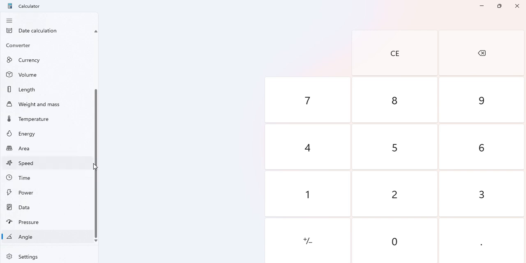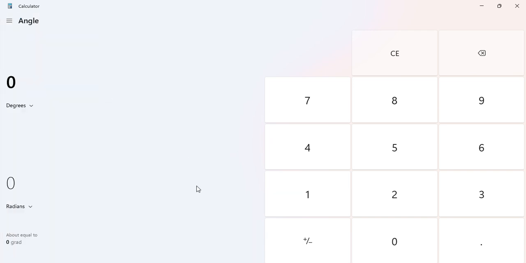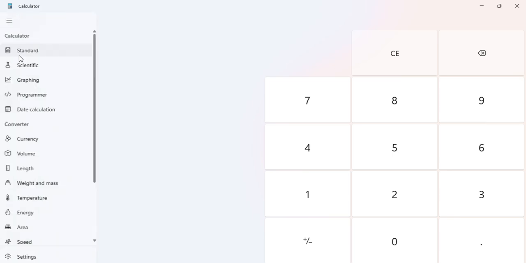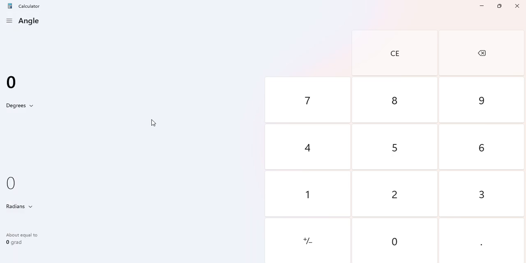So these are all things we can find in just a normal Windows calculator. No need to use any other applications installed in your computer. You can directly use all these features, these conversions, and these calculators in your system if you are using the Windows 11 version of the Microsoft operating system.